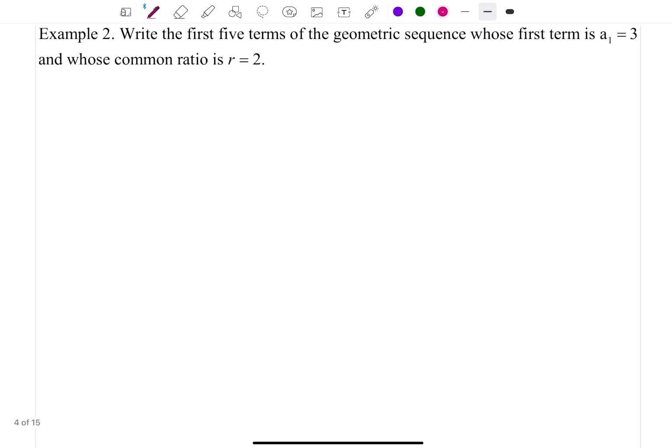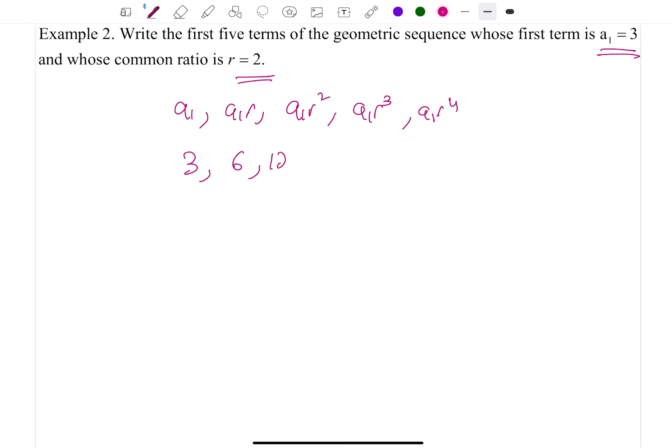Write the first 5 terms of the geometric sequence whose first term is a1 equals 3 and the common ratio is r equals 2. To write the first 5 terms, we're going to start with a1. Next term would be a1 r, a1 r squared, a1 r to the third, a1 r to the fourth. So a1 is 3. Now multiply by r. Next is 6. Next term would be 12, 24, keep on multiplying with the common ratio r, which is 2.